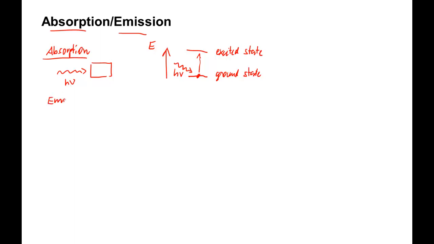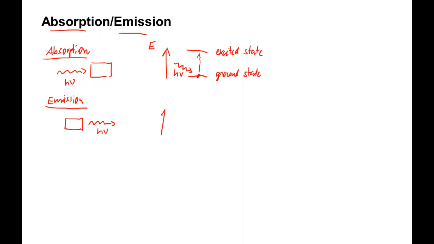Emission next. If a material is in an excited state, it can release the energy of the excited state via a photon and emit a photon. The internal energy of the material is reduced, and the material returns to a lower energy state, for example the ground state.